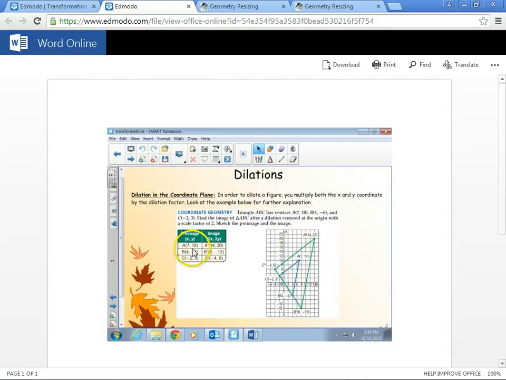And I just want to take a look at our pre-image points here and compare them to our image points, and you'll notice every point, 7, 10, is multiplied by 2: 14, 20. 4, -6 became 8, -12, and -2, 3 became -4, 6. They multiplied both x and y coordinates by 2 to get our new coordinates, and of course our green triangle is our dilated image.